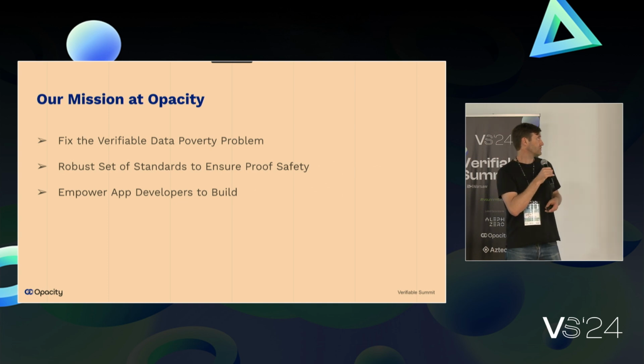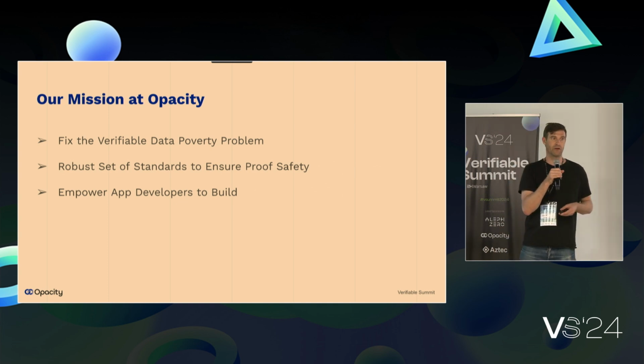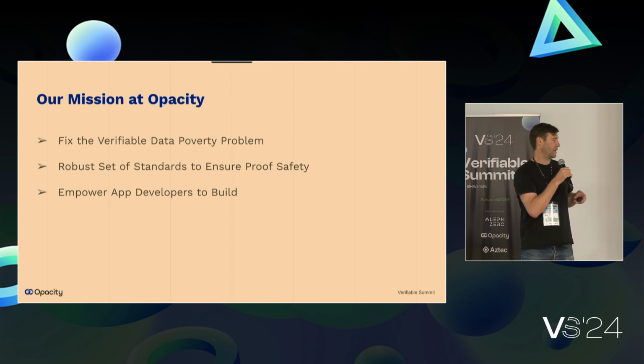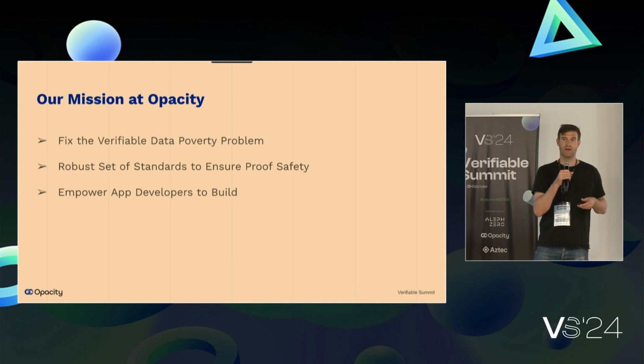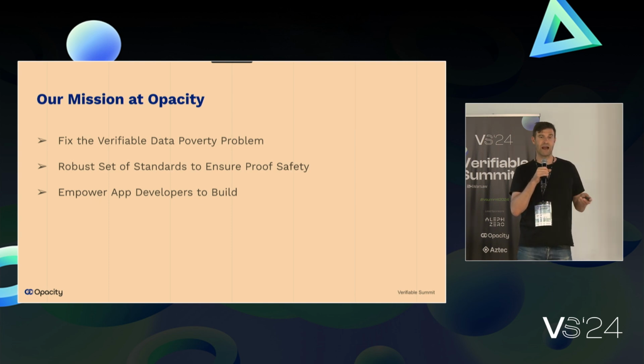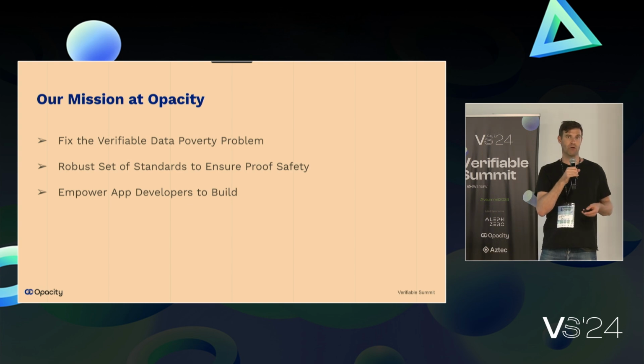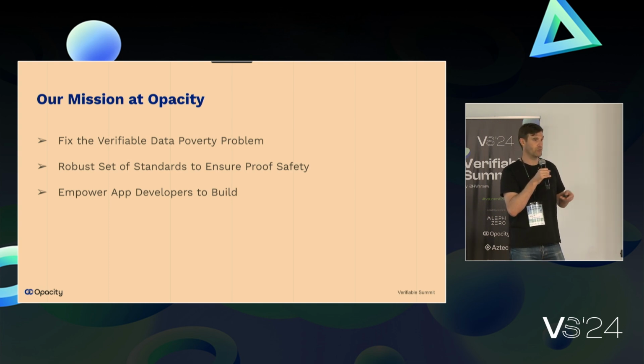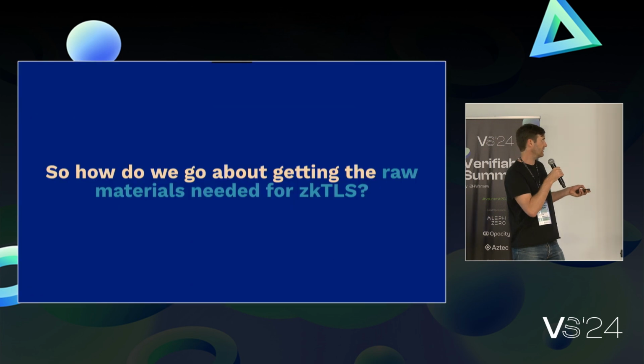So what Opacity is trying to do is fix the poverty of verifiable data. And we want to empower devs to build an entirely new class of applications that is now possible because we can have verifiable and portable data. We're rewiring the internet. New things are possible. We want to build the tools so that the app developers can take full advantage of it.